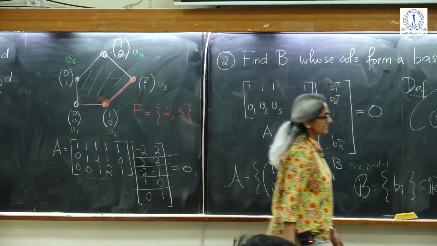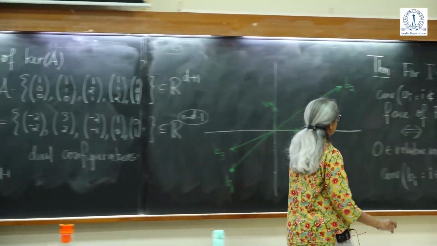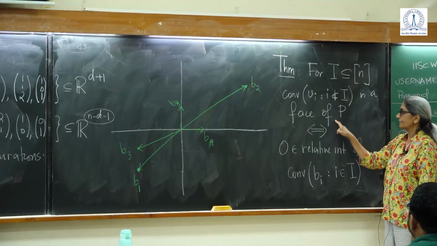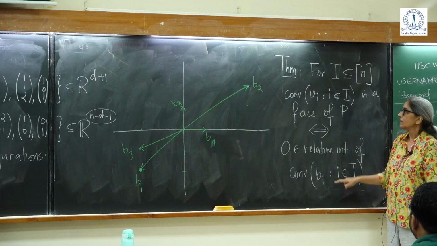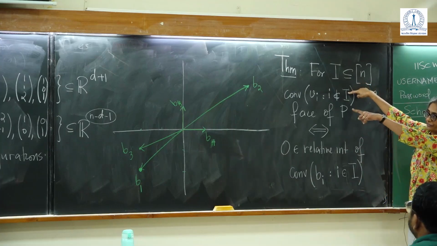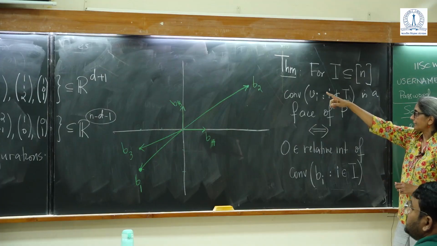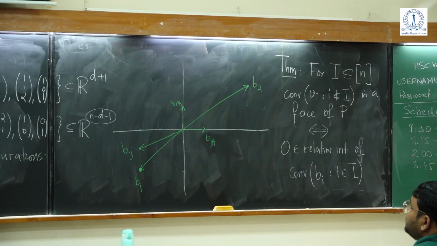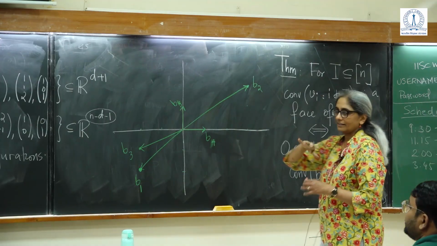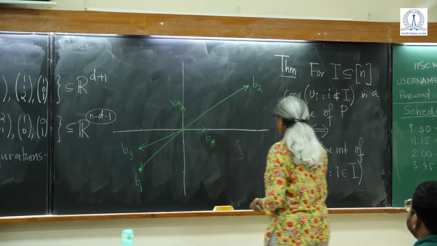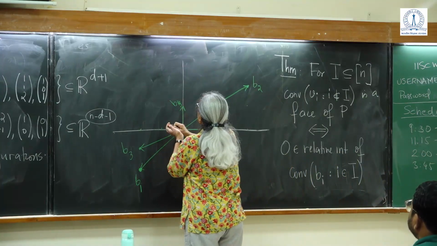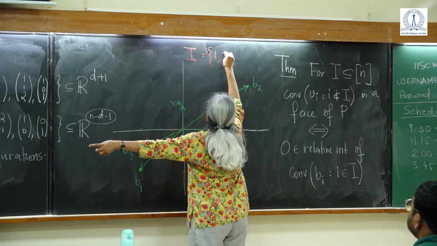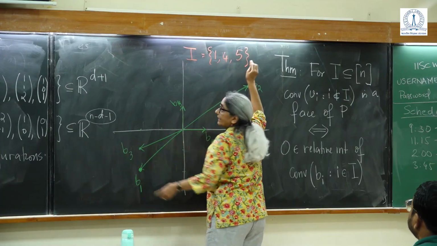And this theorem is saying that if the convex hull of Vi such that i doesn't lie in an index set is a face, then something else has to happen. So what do you think should be this big I for the face that we just picked? That face is the convex hull of V2 and V3. So I should be the other stuff. In our example, I is the complement of the numbers you see there. So it is 1, 4, and 5. This is I.